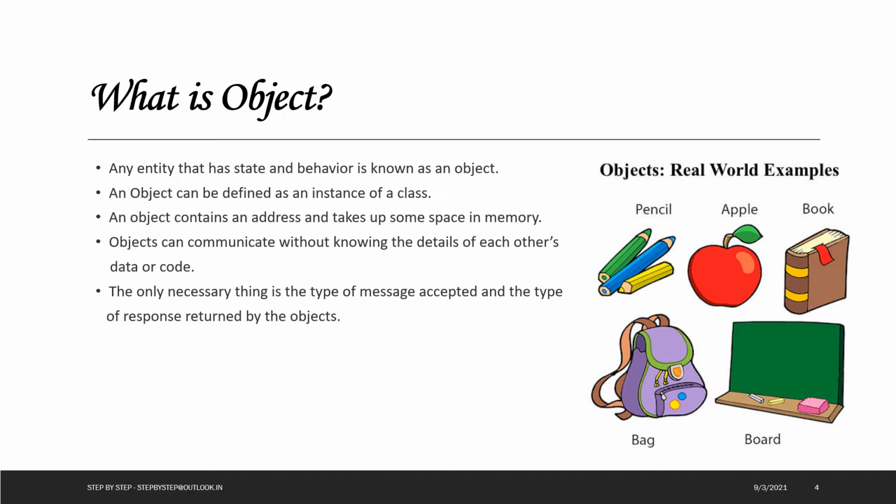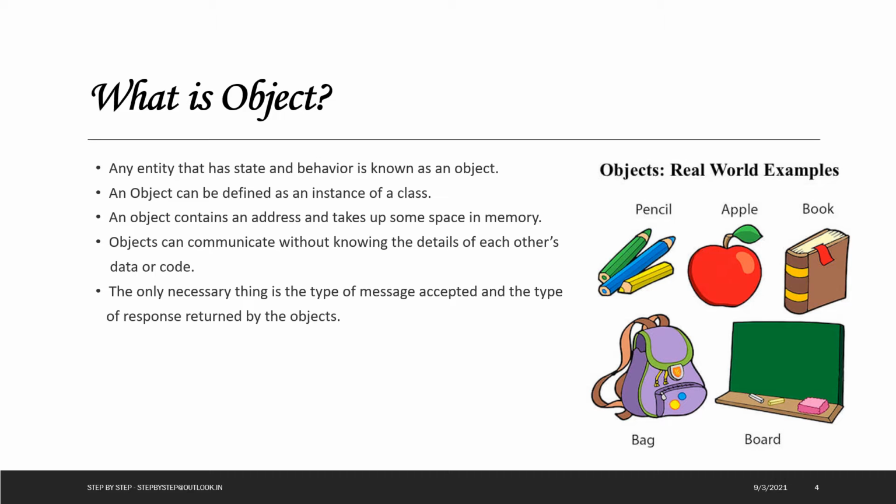An object contains an address and takes up some space in memory. So what does an object basically store? It stores the address, and to store the address it needs some space in memory. Then objects can communicate without knowing the details of each other's data or code. So objects can communicate with each other. They don't need to know each other's code or any other details.